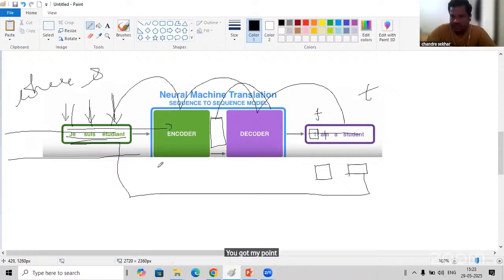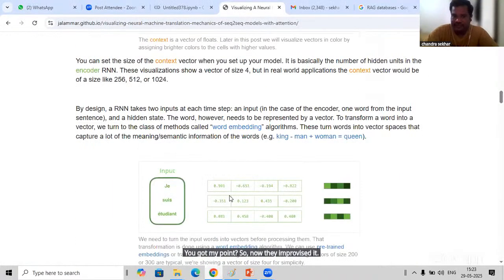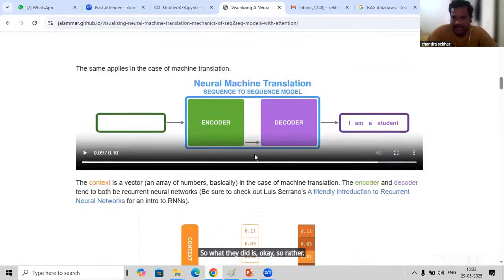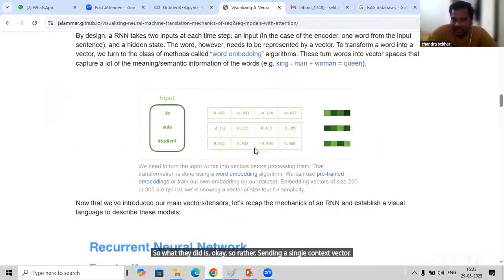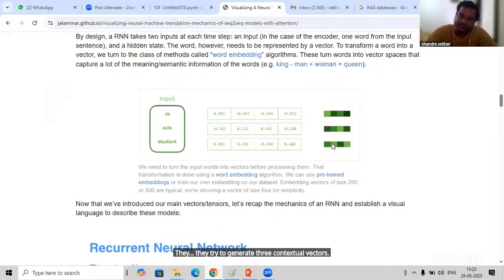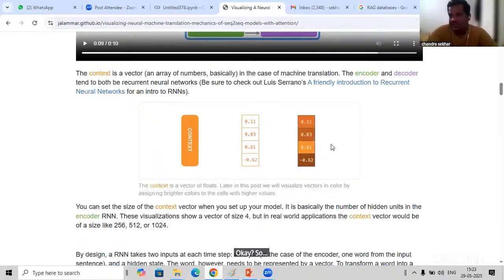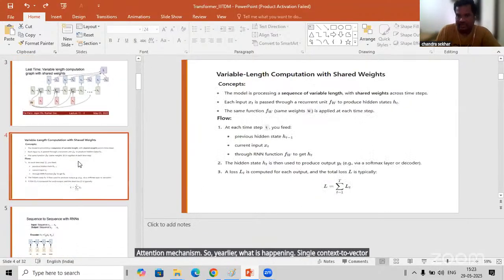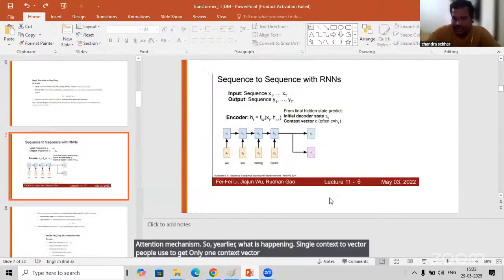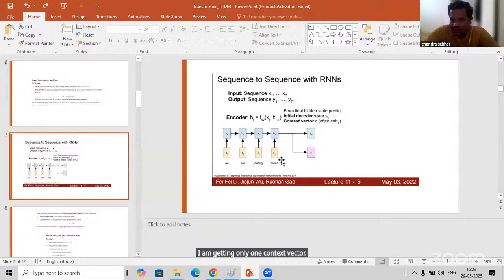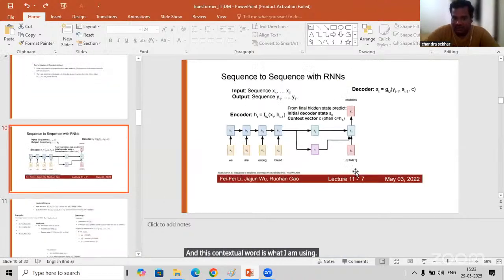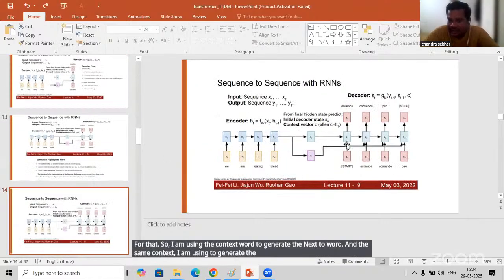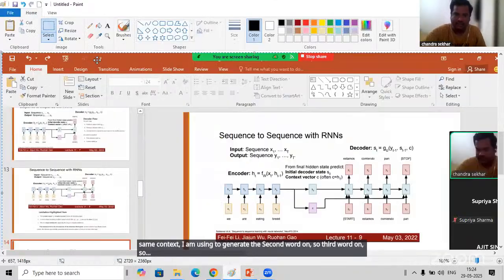You got my point? So now they improvised it. Rather than sending a single context vector, they try to generate three context vectors. That is called the attention mechanism. Earlier, people used to get only one context vector. The processing of these four words results in the context word, and this context word is what I use further. I use the context word to generate the next word, and the same context I use to generate the second word also, and the third word also. Okay, so see here.